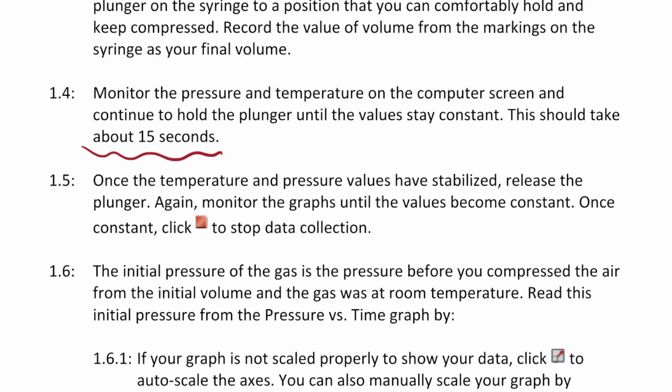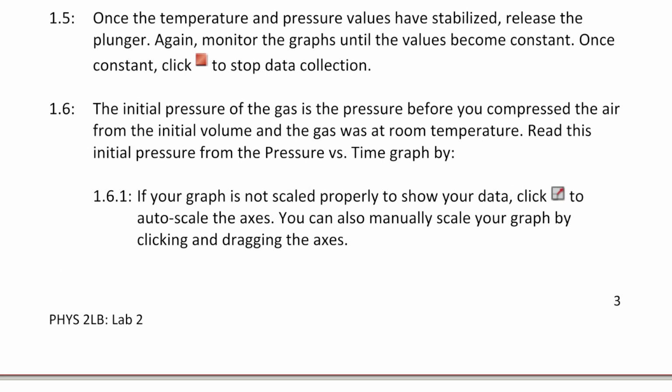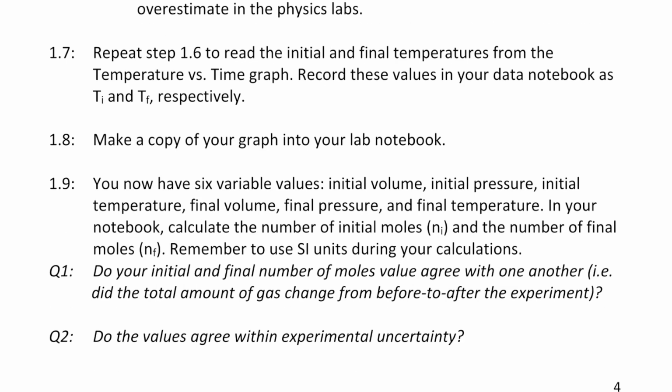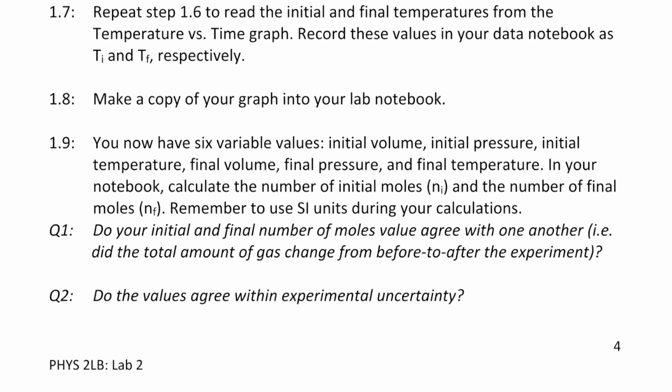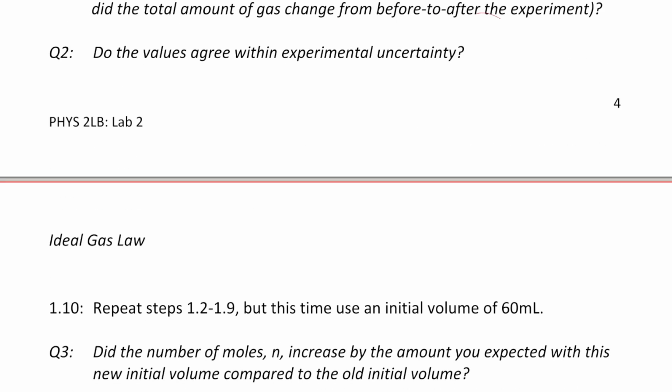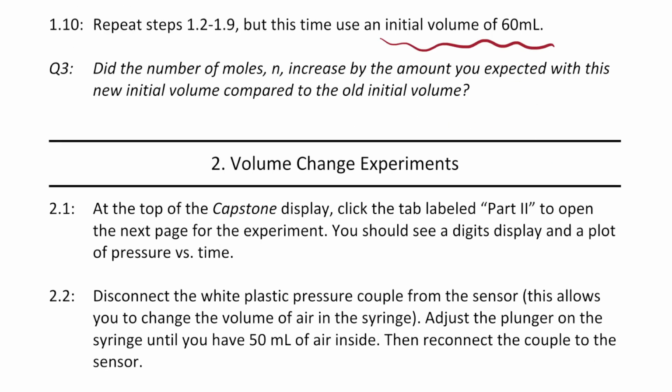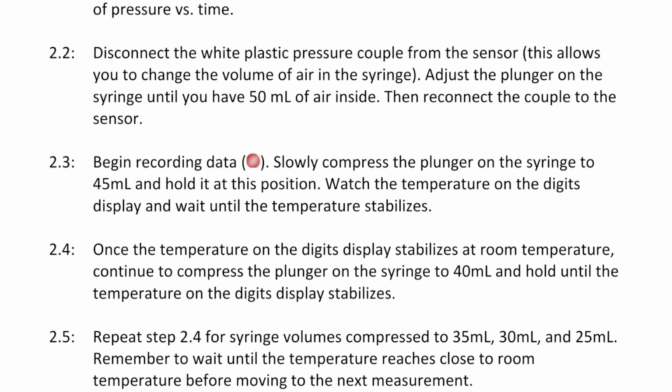So you're going to wait 15 seconds, and then you're going to let go of the syringe. It's going to bounce back up to about 50 milliliters again, and then you're going to wait for the temperature to normalize again, and then you're going to stop taking data and do some data analysis that the lab walks through here. Then you're going to calculate the initial number of moles and the final number of moles from your data. When you're done with that, you're going to redo the experiment, but with an initial volume of 60 milliliters instead of 50.